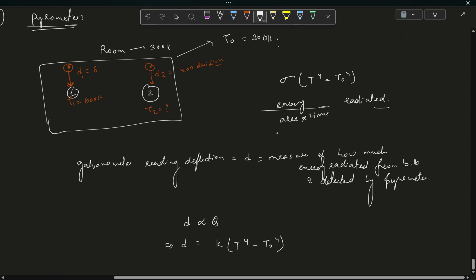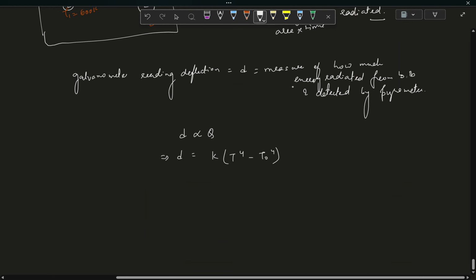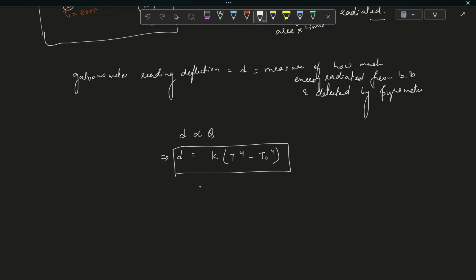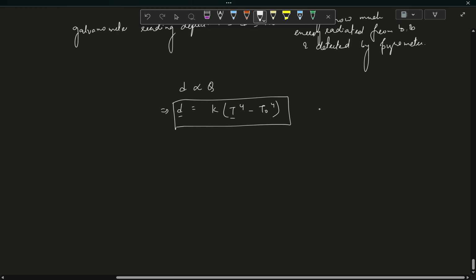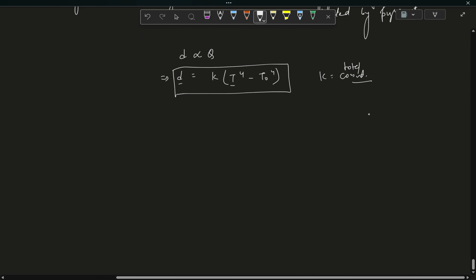So all the other proportionality constants and the sigma are also constant. All these constants we combine and compile into a single constant value K, because we do not bother about the constant term here. We are only concerned about the relation of D and T. So K is all the constants compiled together, the total constant. Okay.